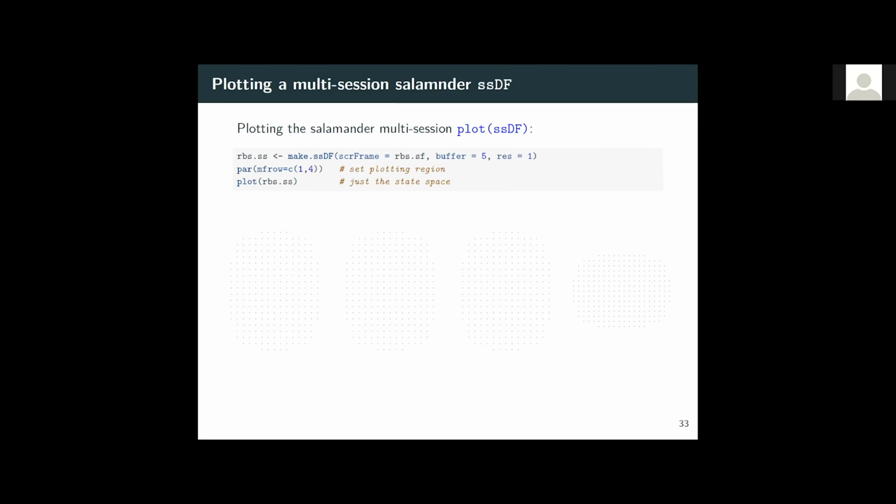If I just provide the state space object to plot, it shows me my state space object. I can add the SCR frame, and it shows me the layout of the traps. And then I can also specify spider equals true, and now I get this kind of full, rich information about my state space, my trapping array, and all of my captures within the trapping array. So this is really a nice visualization of what the model is going to be working with here.